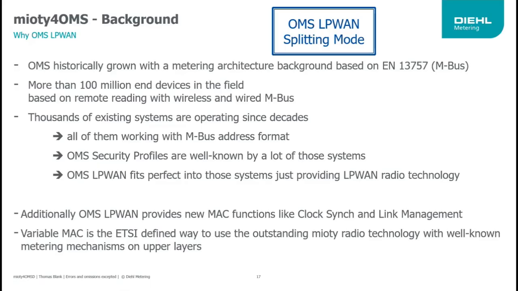Also, since 20 years they started up. And all of them know how to work with this M-Bus address format. And all of them are using this M-Bus address as their identification. They don't know how to apply a EUI-64 address in their system. So that's why it's intended for those systems and optimized for them to use OMS LPWAN splitting mode. Since 10, 15 years, these metering systems also know how to apply those OMS security profiles. They were also introduced 15 years ago. And in the meantime, all of the systems, I would say, know how to do that.